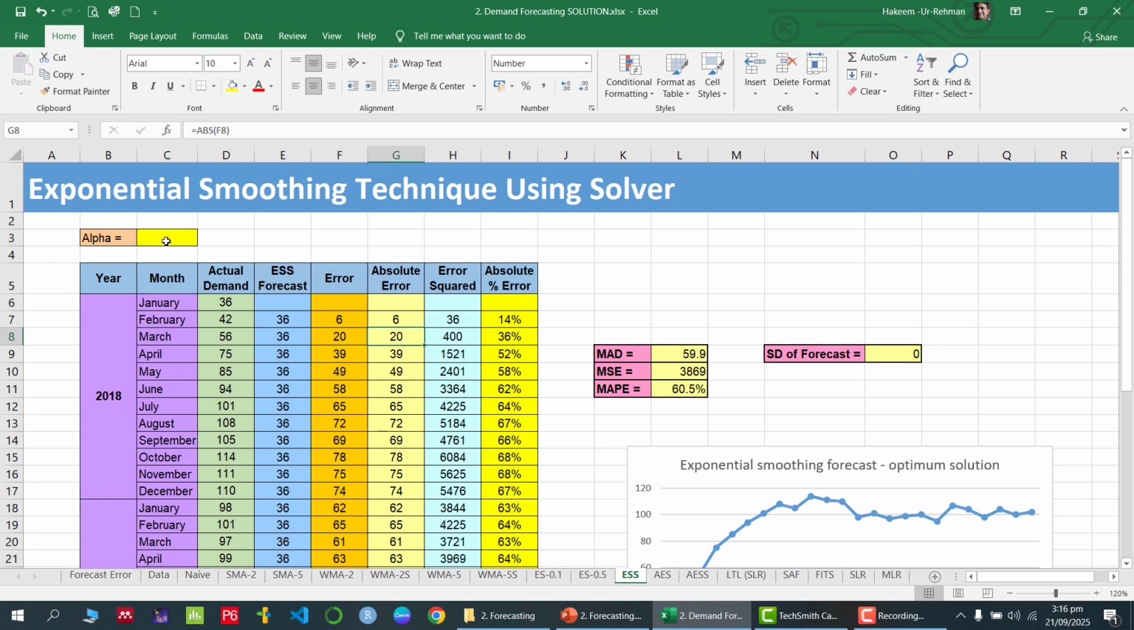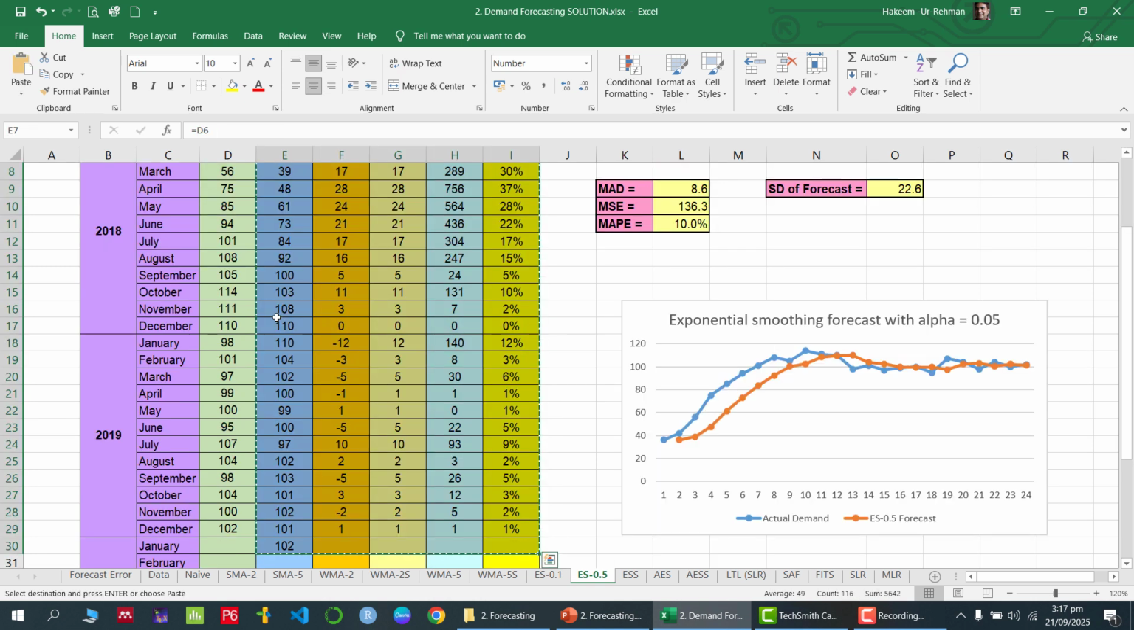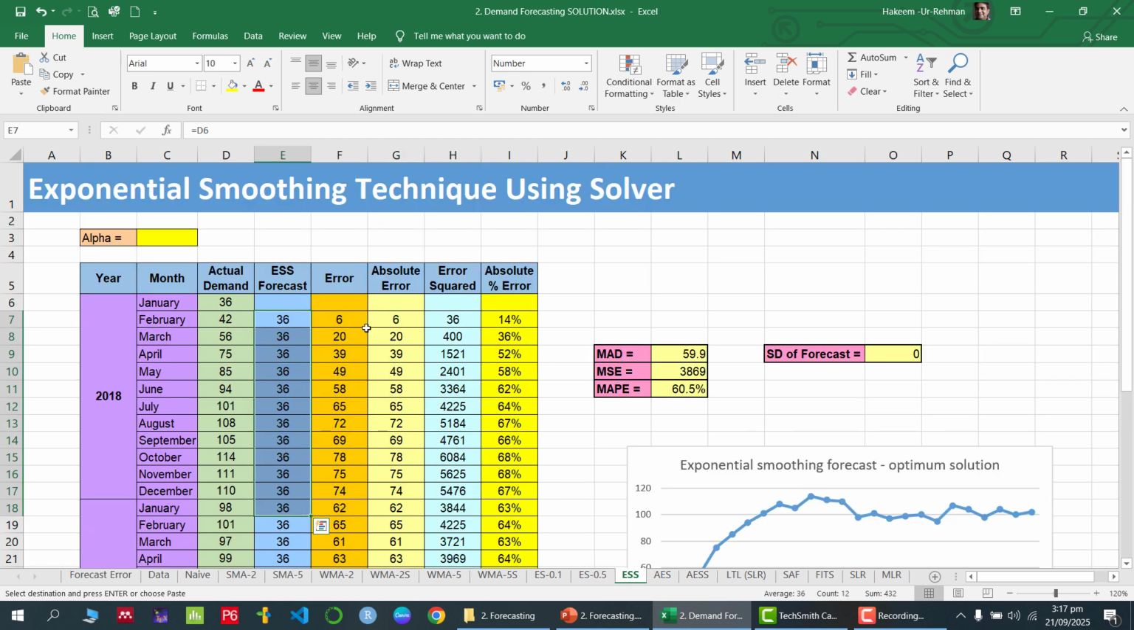Remember that ultimately our objective is to find the alpha. I would strongly recommend that first of all you apply these formulas. How can you do that? You can simply copy it and paste it over here. So we have already applied the formula. Now our ultimate objective is to find the optimum value of alpha. How can we do that?